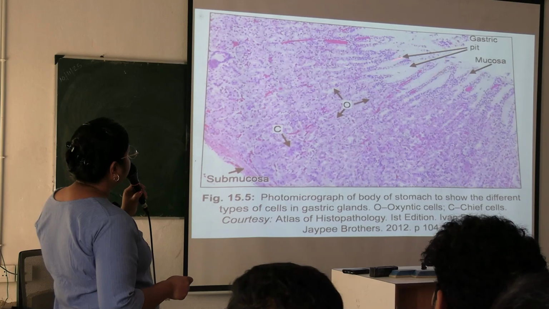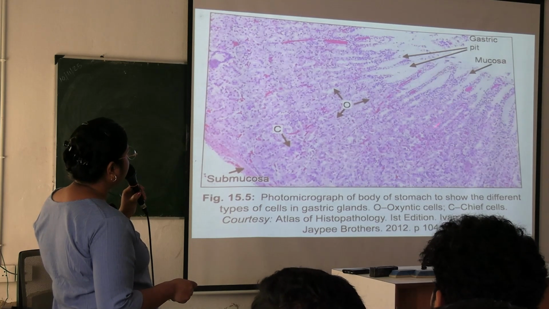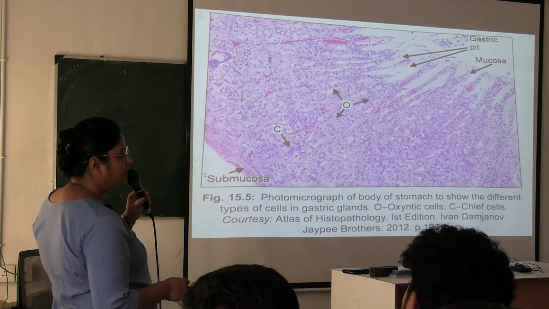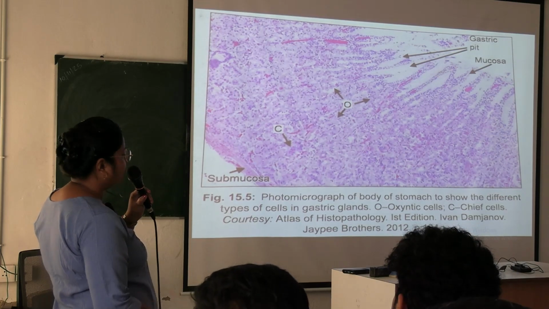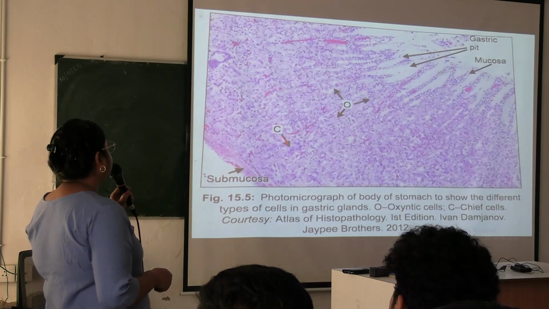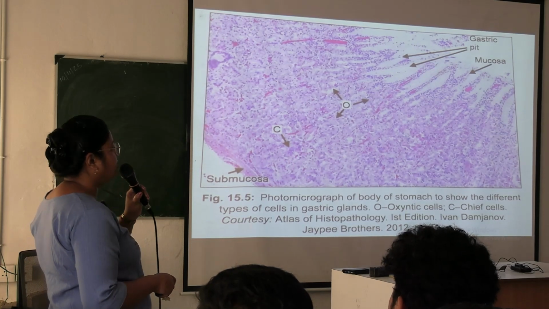Different types of cells, gastric pits, mucosa. These are the oxyntic cells or parietal cells. C is the chief cells. Oxyntic cells take more pink in color, and this is more blue in color, chief cells.